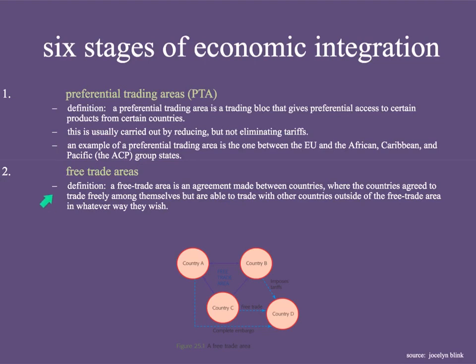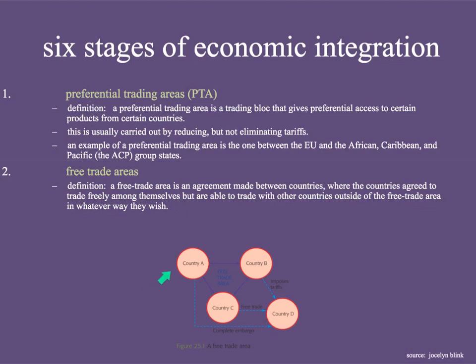Okay, the next stage of economic integration are free trade areas, right? A free trade area is defined as an agreement between countries where the countries agree to trade freely among themselves, but are able to trade with other countries outside of the free trade area in whatever way they wish. And actually, the North American Free Trade Agreement, which comprises the U.S., Canada, and Mexico, was established in 1994. And the idea here was to open up free trade between those three countries.